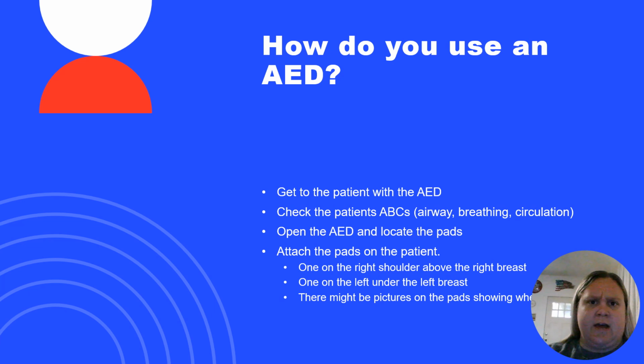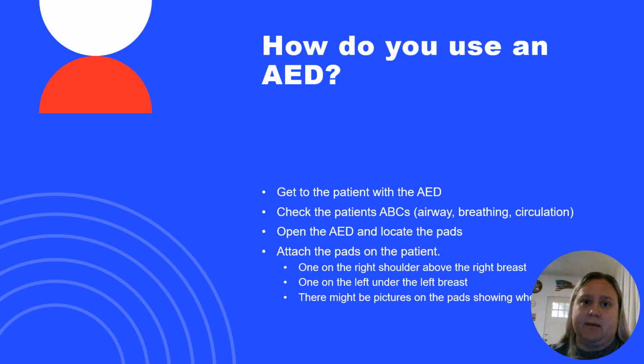Why would we have to do that if we're already told that the patient is unresponsive and not breathing? Well, you can be told that, but it's always good to double check and make sure for yourself before just slapping an AED or any type of treatment on a patient. You want to double check that and make sure that it's correct and you're doing the proper treatment and doing the proper thing. Okay, so we're going to check the patient's ABCs: airway, breathing, circulation.